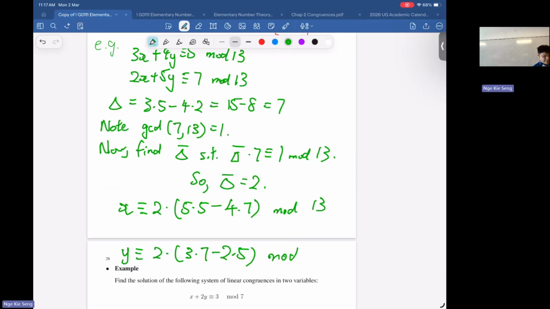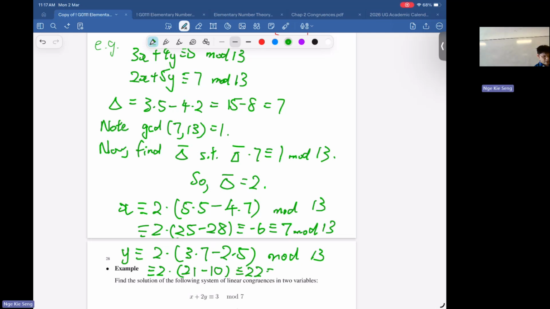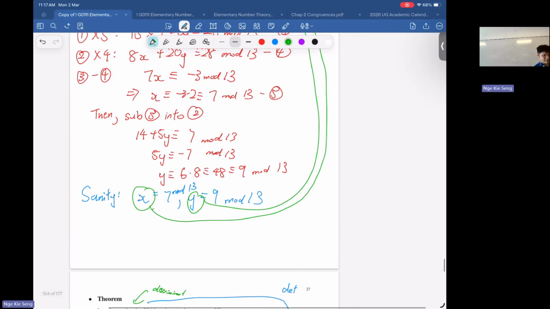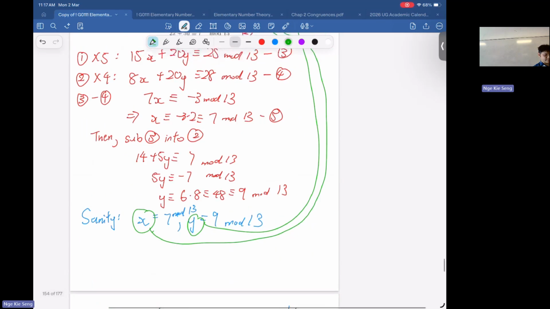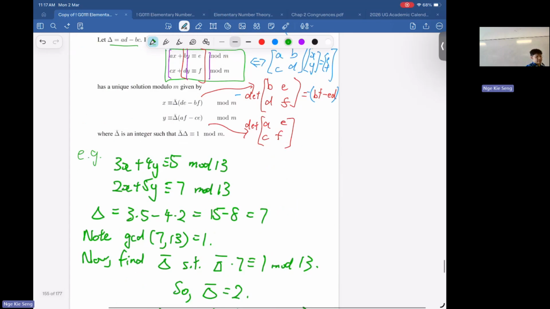All right, so compute this. 25 minus 28, which is minus 3, which is 10 mod 13. The other one, 21 minus 10, which is 11, times 2 is 22. 22 mod 13 is 9. So do we get the same answer? Yeah, we get the same answer. So this formula will give you the solution as well.